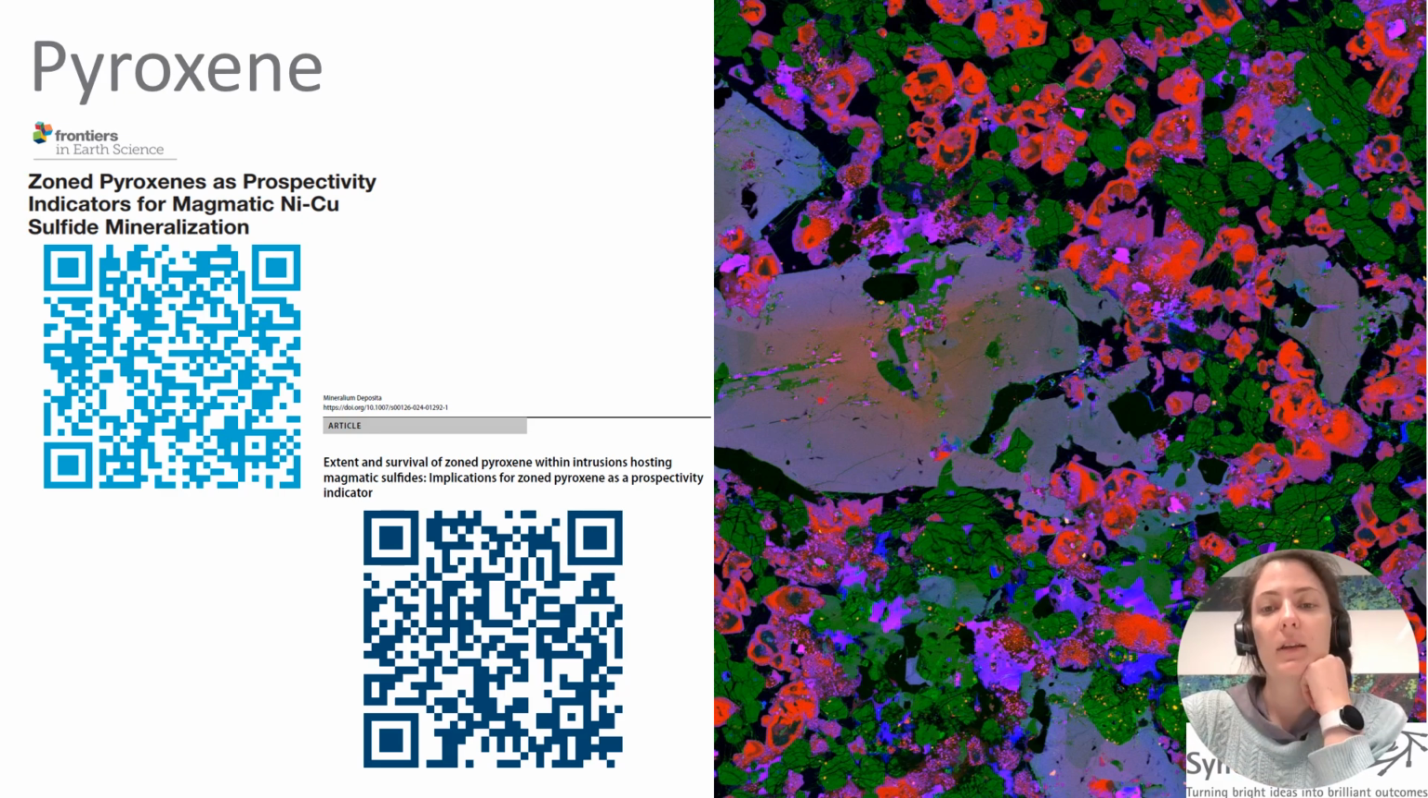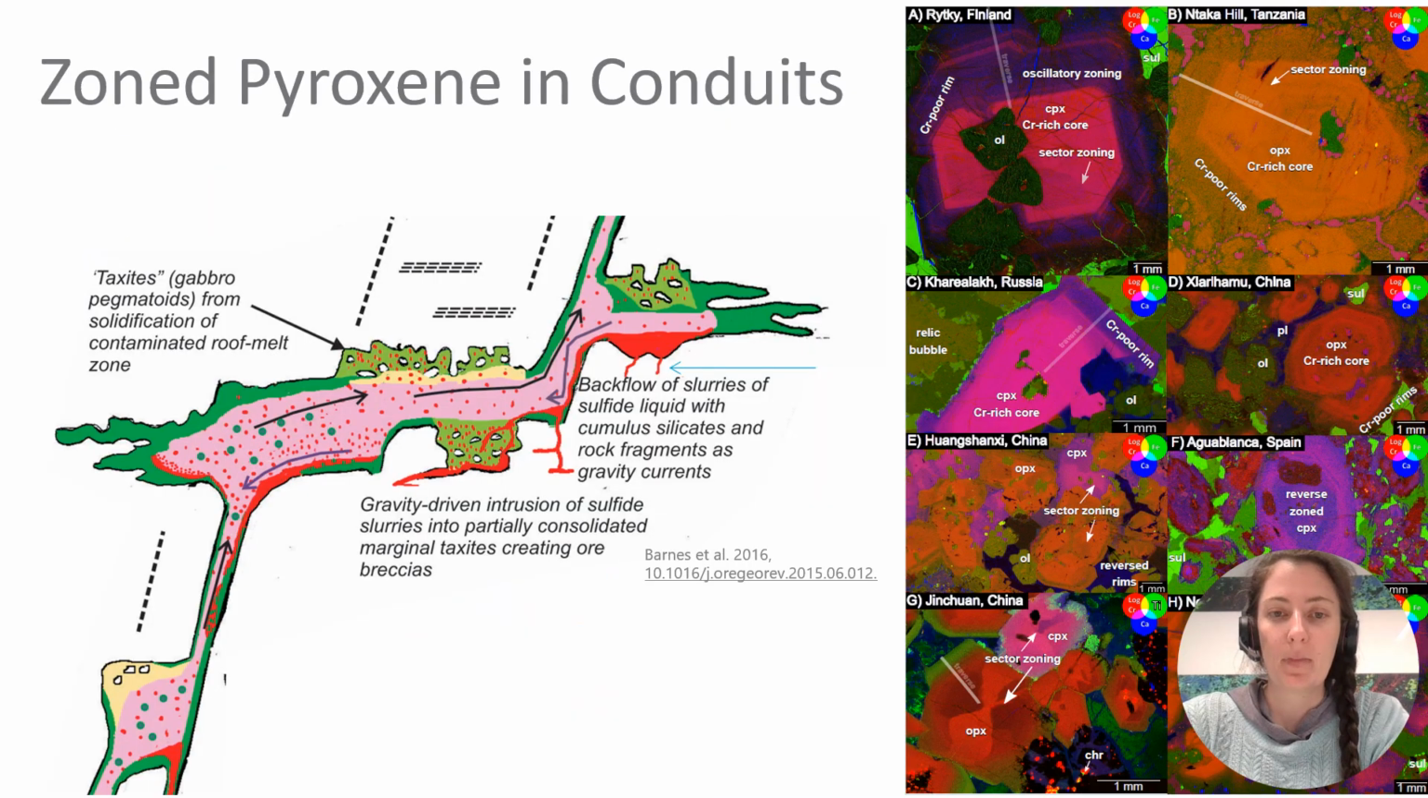So the second mineral I'll talk about today is pyroxene. We've published 2 papers on the use of pyroxene as an indicator mineral, which you can get to using these QR codes on the screen. And pyroxene is analysed using XRF technologies to understand the zoning patterns of chromium and titanium.